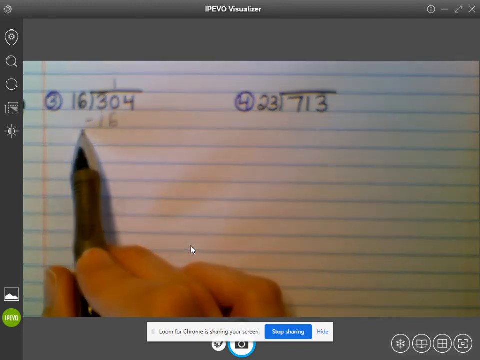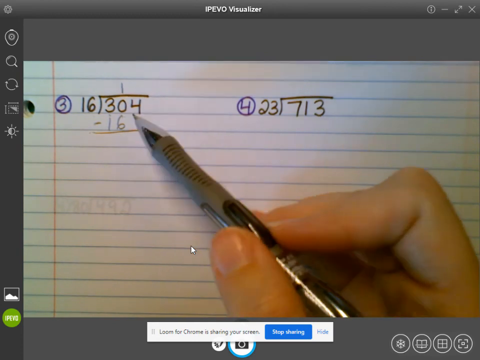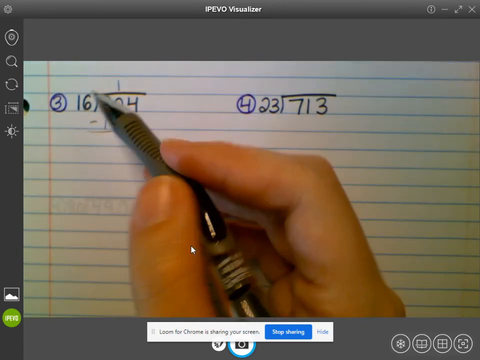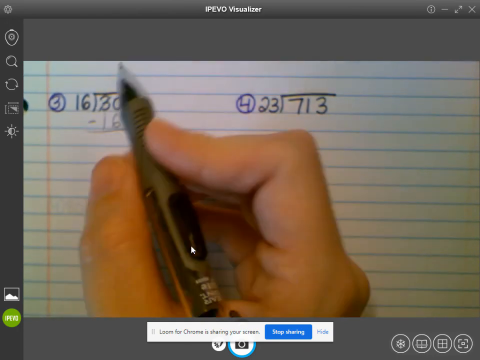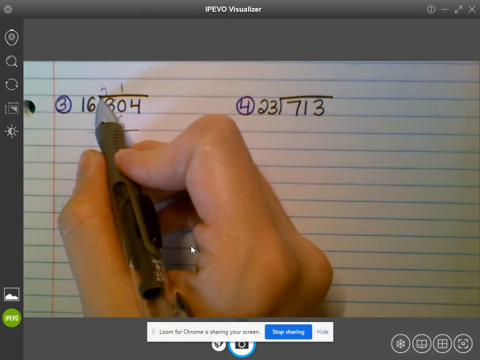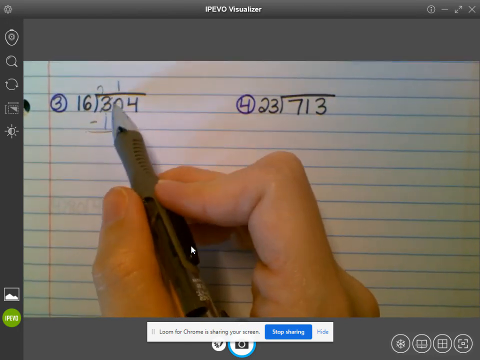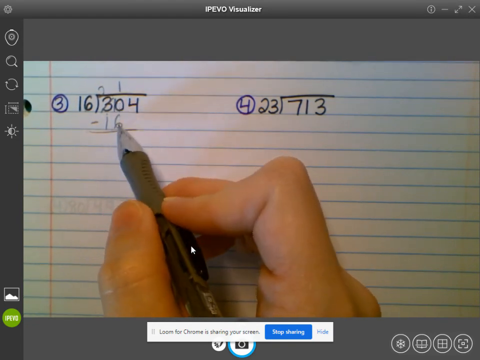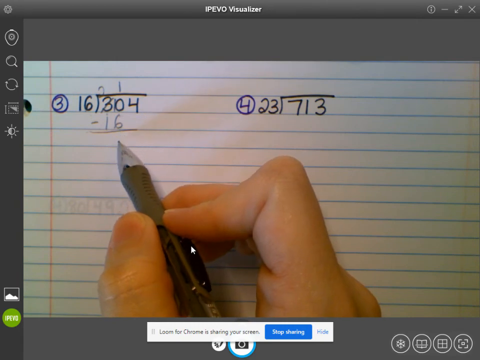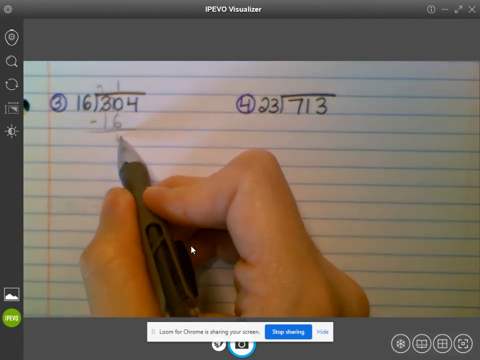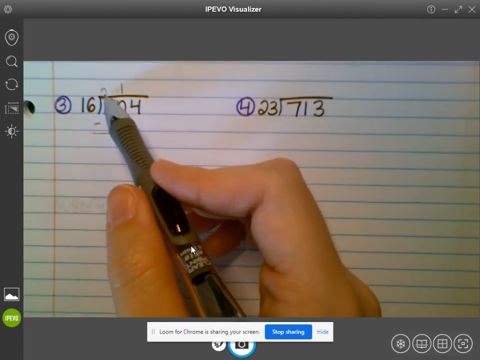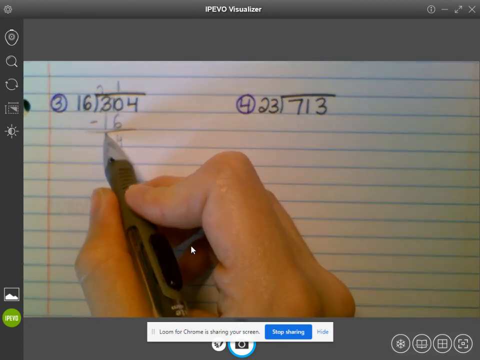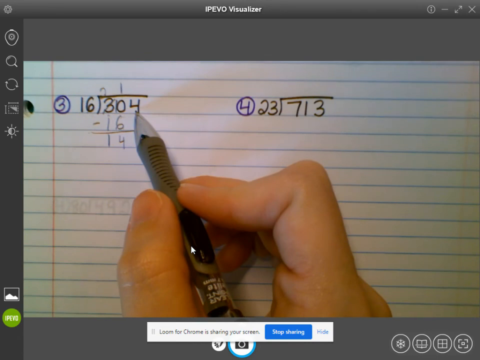And then we subtract. So we can't do 0 minus 6. So we have to borrow from the 3. So I'd cross out the 3, change it to a 2, and then that 0 would become 10. We put a 1 in front of it. 10 minus 6 is what? It is 4. And remember that 3 changed to a 2. So what is 2 minus 1? 1. Awesome. Then I bring down the 4.